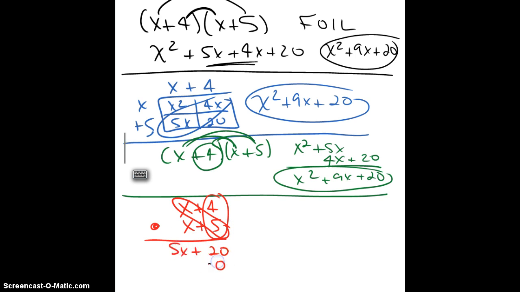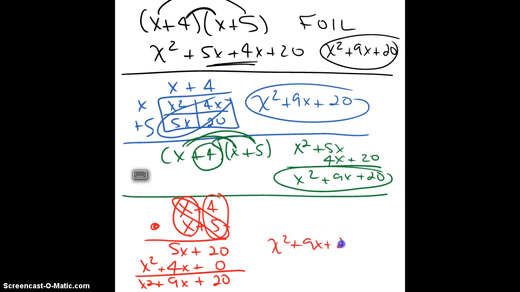Then you put a 0 to hold your place value. 4 times x is 4x. And x times x is x squared. And then add your, basically kind of like adding your ones, tens, hundreds. It's the same idea. So there's that guy, and that guy. So again, those are just different methods of taking a binomial times a binomial.